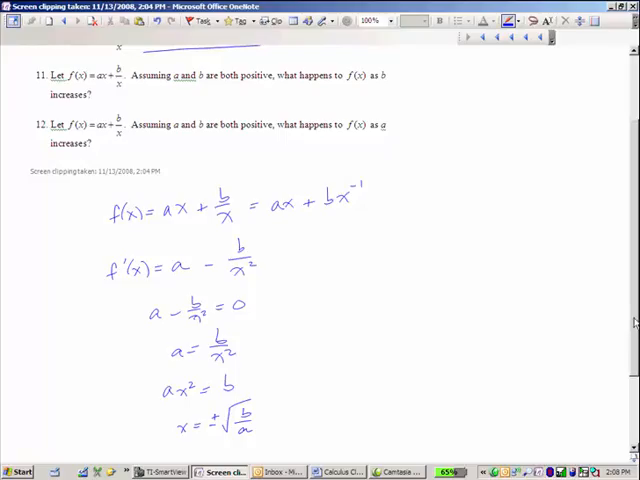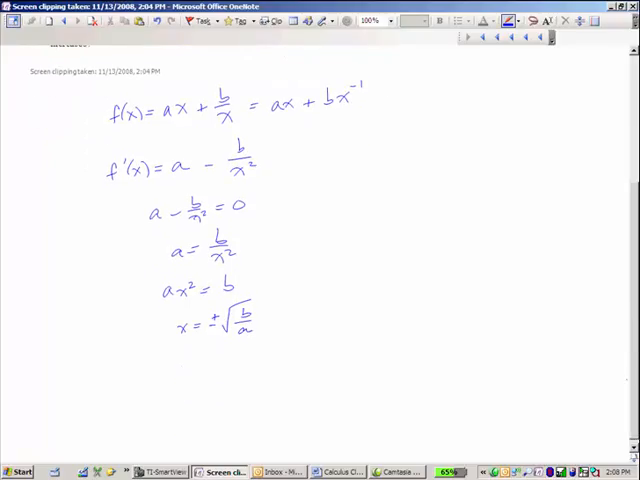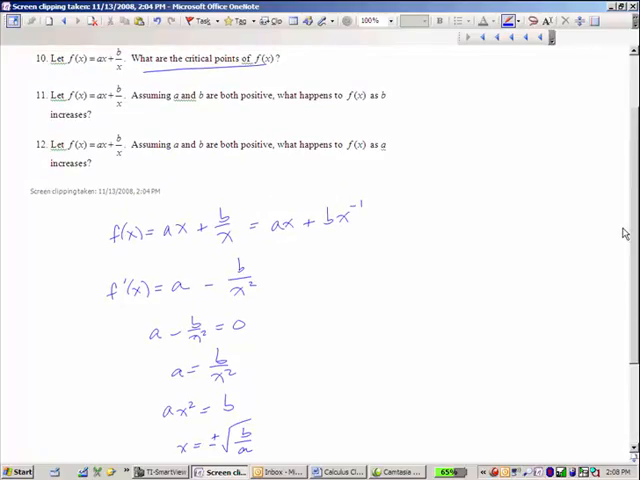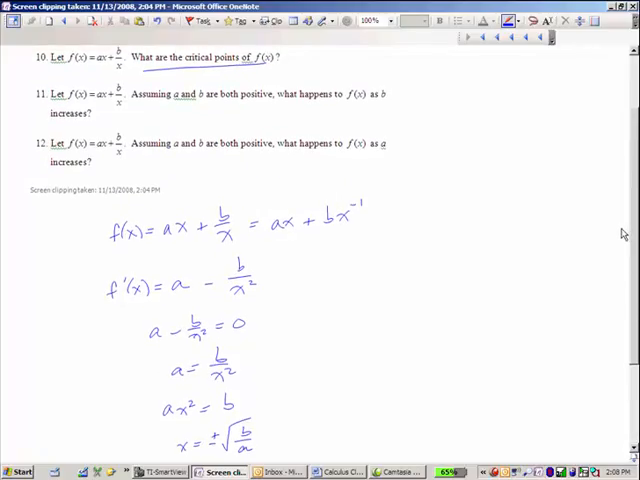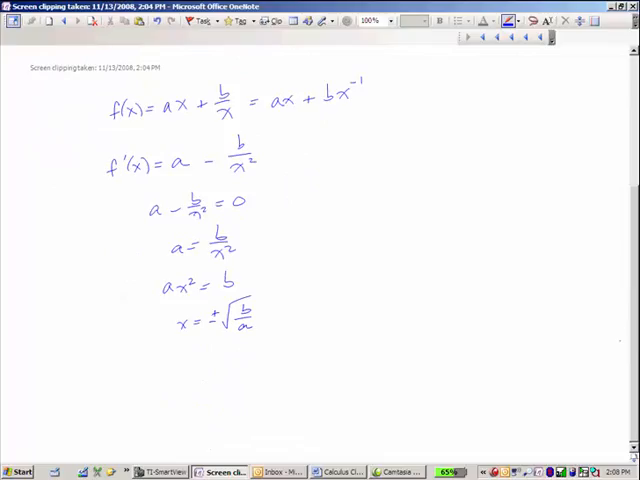All right, 11 and 12 might be interesting, but I want to ask you some more questions. Let's assume that a and b are positive. Does it say that in 11 and 12? All right, so let's assume that they are both positive. Is there any way of telling if this is a minimum or a maximum? Which of these are mins and which are maxes?